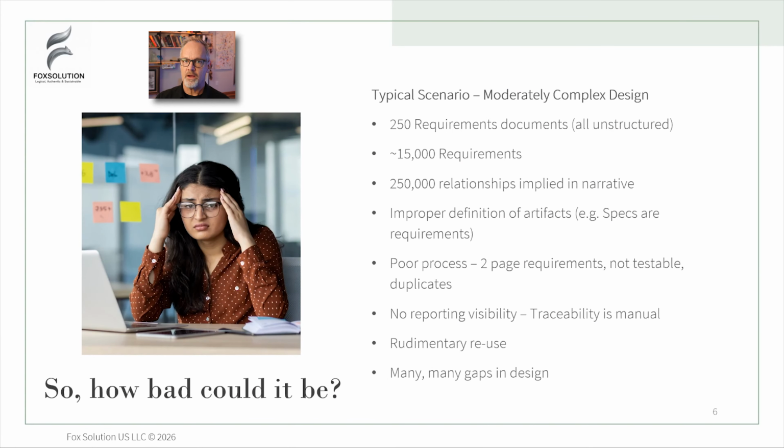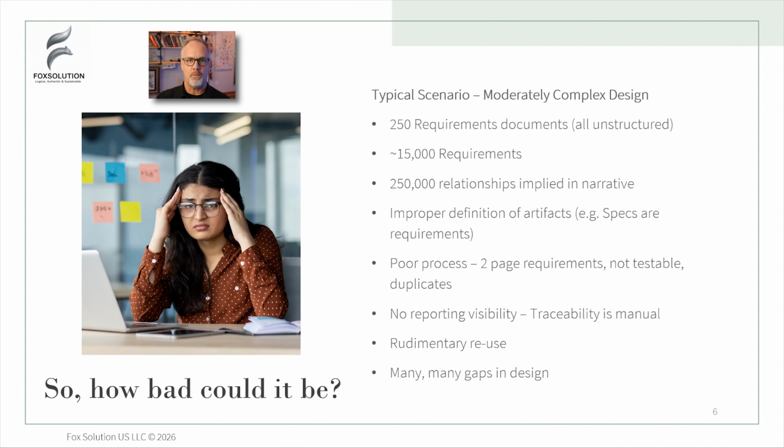Why is that important? I'm just going to give you a typical scenario in a moderately complex design for one of the products I've been working on. Essentially, this product has around 250 requirements documents. This is just to give you an idea of the volume we're talking about. Those 250 requirements documents represent about 15,000 requirements. We probably have in the neighborhood of 250,000 to 300,000 relationships implied in the narrative. Even if we only touch those requirements once, and maybe spend 10 minutes on each requirement, you're still talking about thousands of hours of work to get to a place where those requirements can be changed in any way.